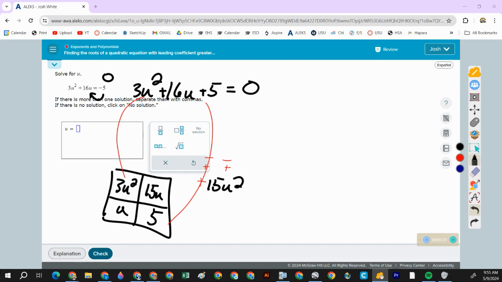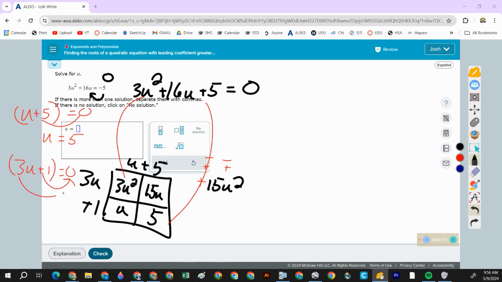Looking at the top row, they share a 3u. If I pull out a 3 and a u, I'm left with u plus 5. And if I remove this u from the first column, I get 3u plus 1. So my factors are u plus 5 equals 0, and 3u plus 1 equals 0. This one's simple, just subtract, and I get u equals negative 5. Here I need to subtract 1 and divide by 3, so my other root is negative 1/3. So again, hopefully that is review from the last chapter.